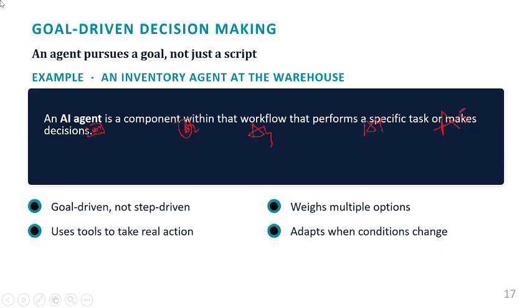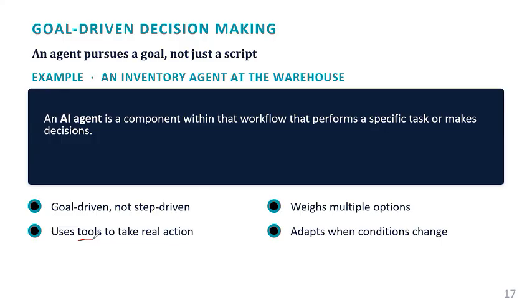So agents are actually components, and they are found within workflows. They help us to perform specific tasks. Agents are goal-oriented. They are goal-driven. They don't follow any steps. They use tools. An agent will use a tool to get what you want it to do for you.